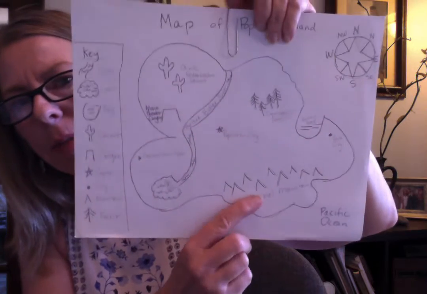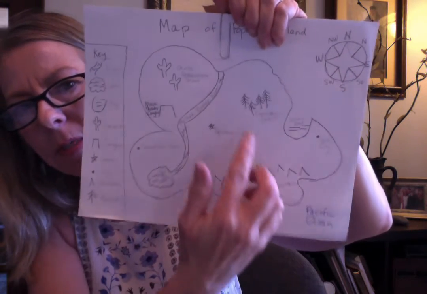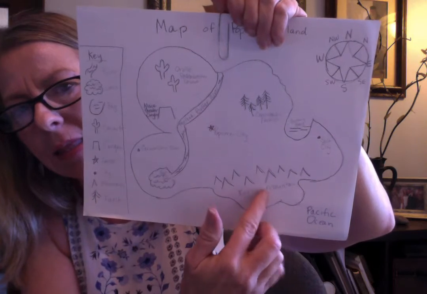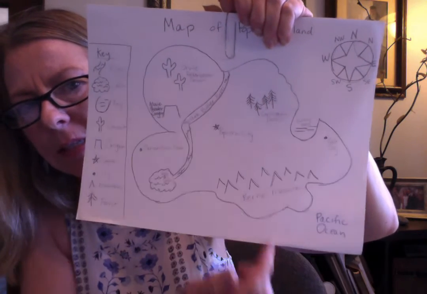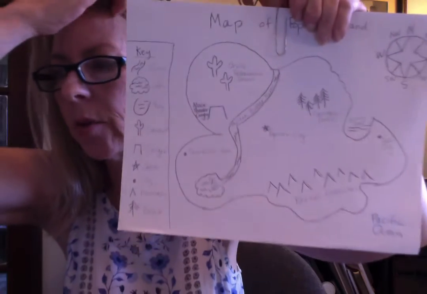So here's the Colonel Mountains. They are south of Cornstalk Forest because we can look at our compass rose and see that they're down here in the south, and this is up in the north. Okay? All right, so now let's try another way.